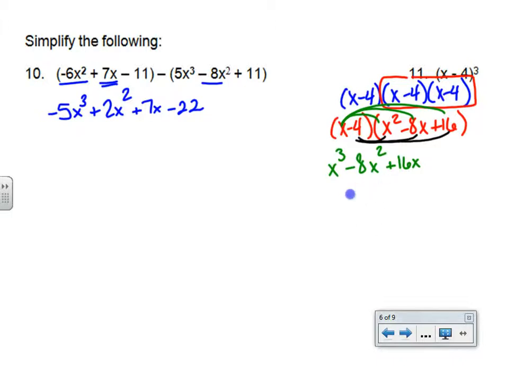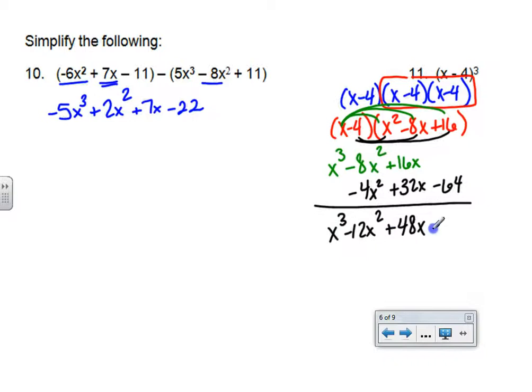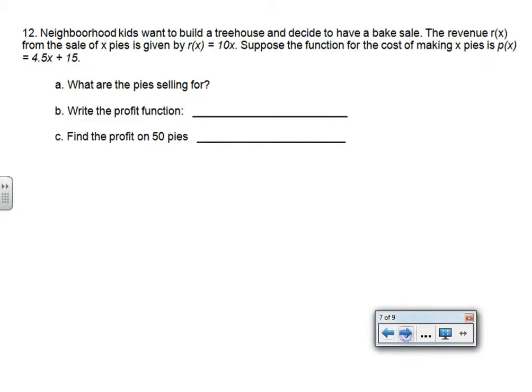So let's see, negative 4x squared, I'm going to line them up, plus 32x. And then minus 64. So we end up with x to the third minus 12x squared plus 48x minus 64. And that's your final answer.